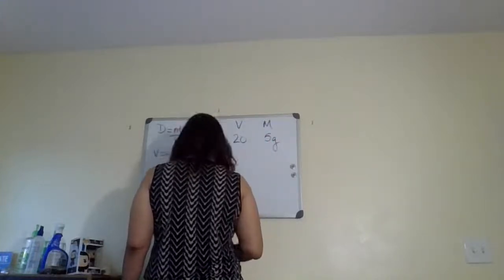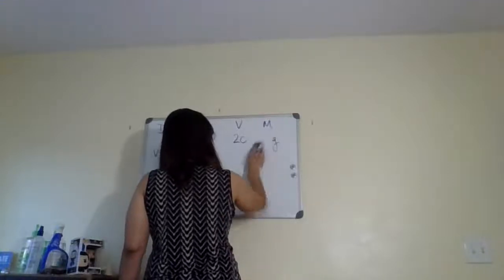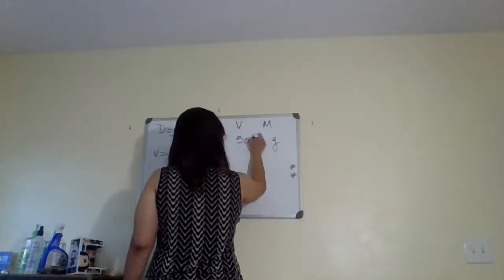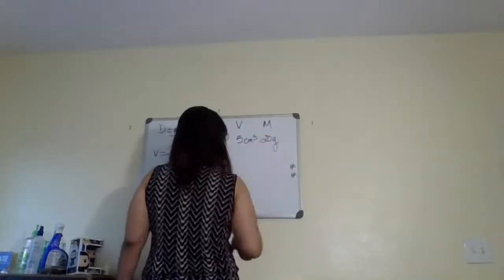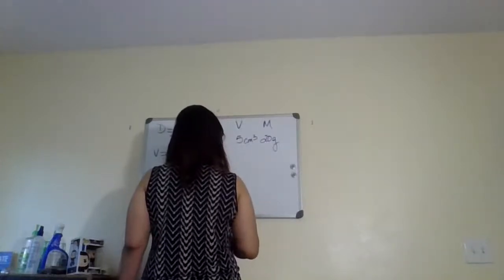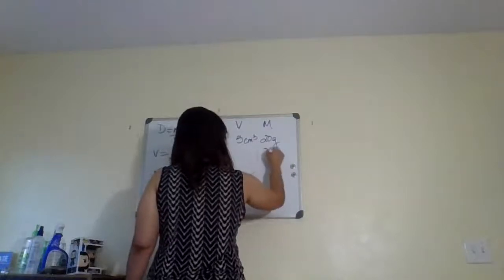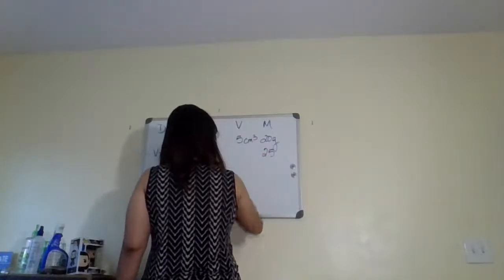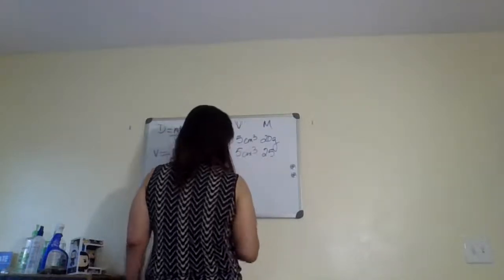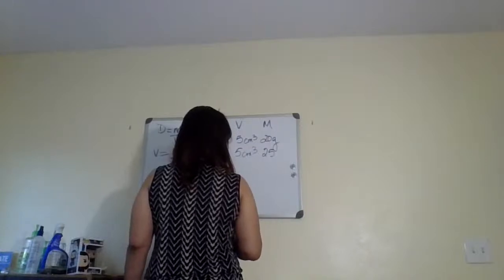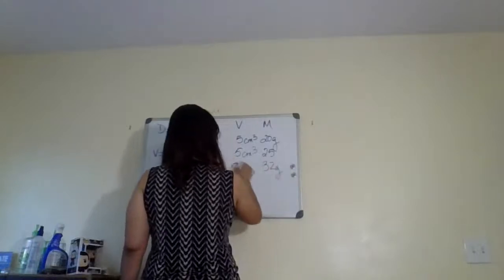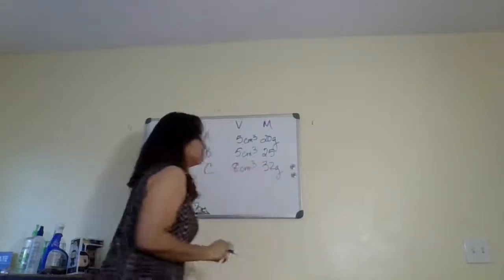Oh, let me not do that. Let me actually reverse that. We're trying to make these numbers easy. So 5 cubic centimeters and 20 grams. And this one has a mass of, let's say, 25 grams and 5 cubic centimeters. And this one has a mass of 32 grams, and it has a volume of 8 cubic centimeters.